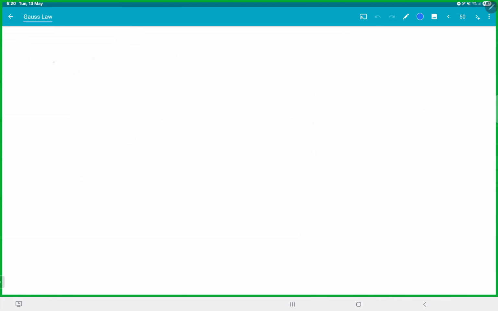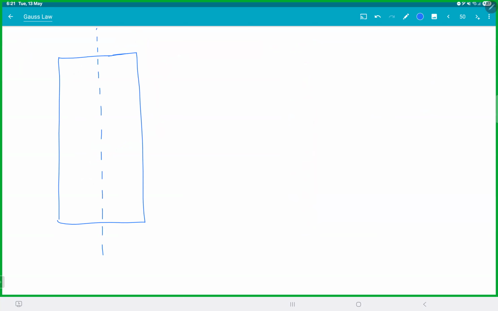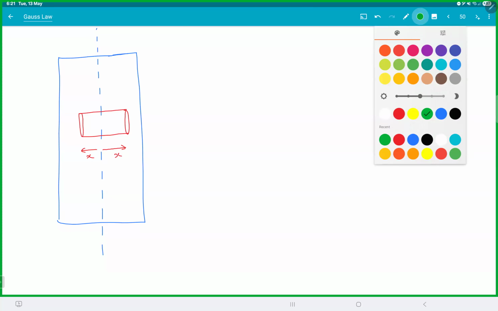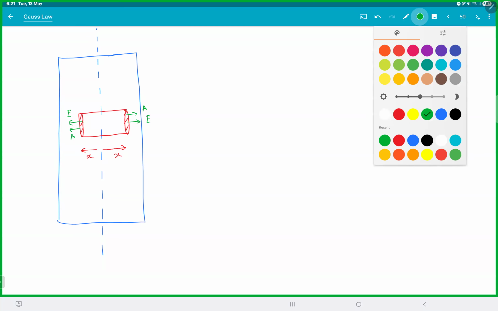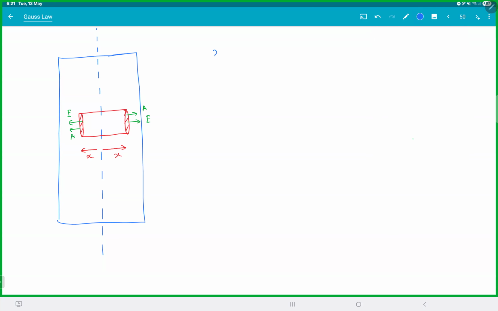So let me give you an idea there. I'll exaggerate this. So this is the slab here. So this is the center here. So consider a Gaussian surface like this. You can consider a small cylinder inside. So this is x. This is x. And we can see by symmetry, the field will be E this way, area will be A this way, the field will be E this way, and area will be this way. Because there's an infinite sheet, the field will be away from the sheet. So the flux here, so this is for x less than d by 2.